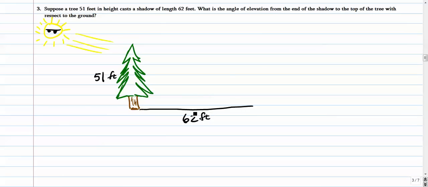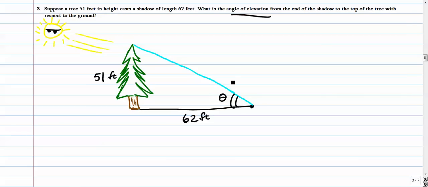And the question: what is the angle of elevation from the end of the shadow, which is right here, to the top of the tree? So the question's asking you, I'll put it in blue, what is the angle of elevation. This might be a new idea for you, so it's something that I would probably write down. Elevation of course means to go up, so it's going to be this angle right in here. Let's call that theta.